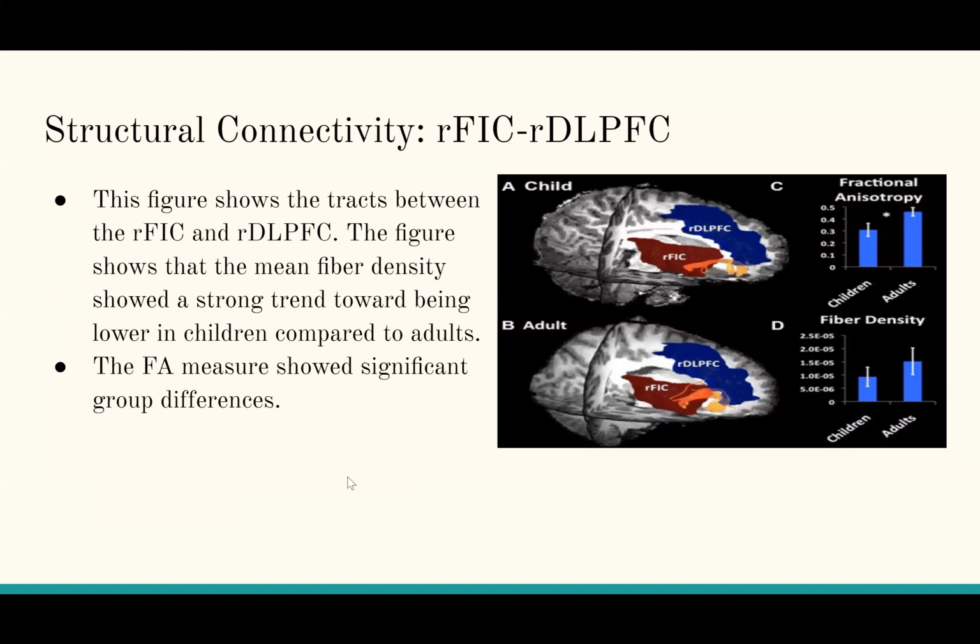This one is similar to the previous one, but it's looking at a different connection. This figure shows the tracks between the RFIC and the RDLPFC. The mean fiber density showed a strong trend toward being lower in children compared to adults. And again, the FA measure, differently than the previous one, shows significant group differences. But once again, you see that the fiber density is higher in adults, and the FA is higher in adults.